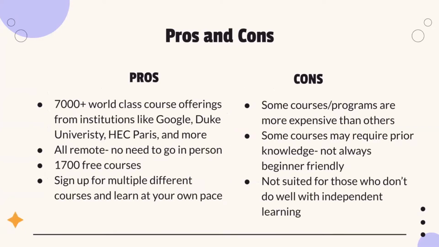There are some pros and cons. The pros are there's more than 7,000 world-class course offerings from institutions like Google, Duke University, HEC Paris, and more. It's all remote, no need to go in person, it's online. There's 1,700 free courses, and you can sign up for multiple different courses and learn at your own pace. But some of the cons are some courses and programs are more expensive than others. Some courses may require prior knowledge, not always beginner friendly, and it's not suited for those who don't do well with independent learning.